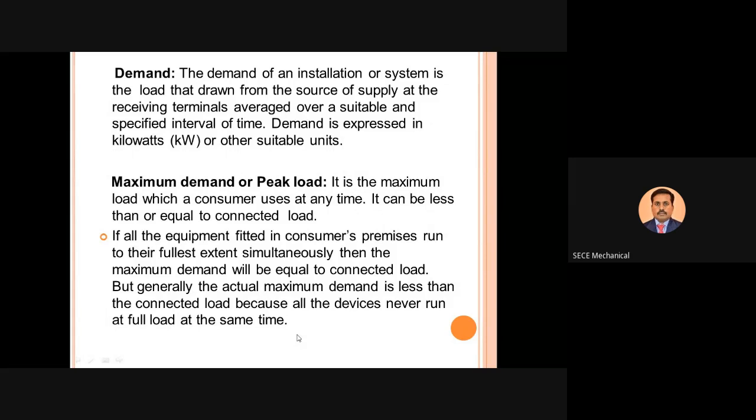It is not at all possible to operate all the instruments simultaneously. Sometimes definitely one or two instruments may not be used. But in some very extended cases, all the instruments may be used at a time. That means simultaneously used. That time the peak load may arise. So these are the things you have to keep in mind for maximum demand or peak load.